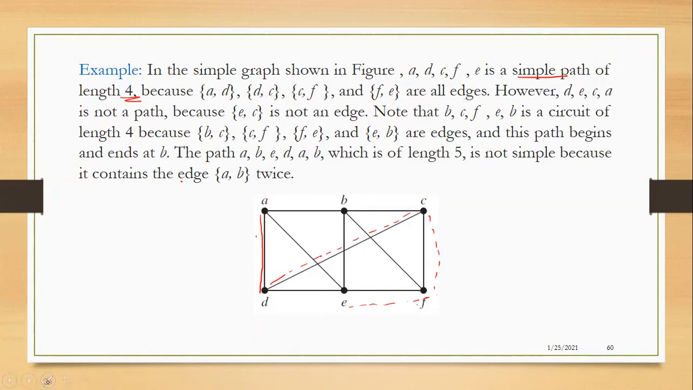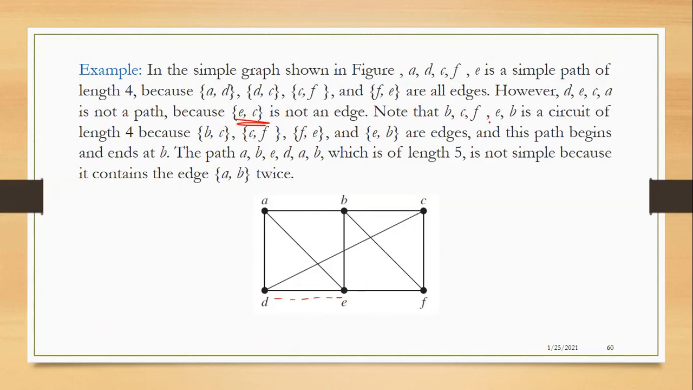Now the next path will be DECA. So we are going from D to E. D to E we have an edge. So yes, we can traverse. Then after that we have E to C. E to C is not possible, or we cannot traverse E to C because there is no edge. So hence it is not a path. Because EC is not an edge, it is not a path.